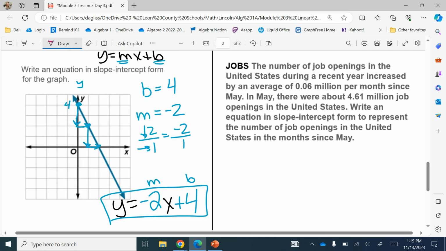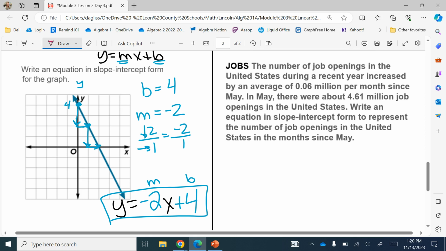All right, jobs. Here we go. The number of job openings in the United States during a recent year increased by an average of 0.06 million per month since May. In May, there were about 4.61 million job openings in the United States. Write an equation in slope-intercept form to represent the number of job openings in the United States in the months since May. Okay, very confusing, right?